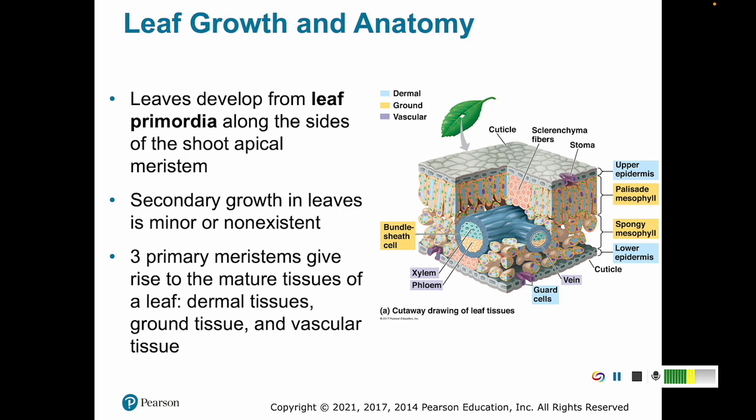Leaf cells will develop from leaf primordia, and leaf primordia are along the sides of the shoot apical meristem. Secondary growth in leaves is minor or non-existent. They don't need to get thicker. And the three primary meristems give rise to mature tissues of the leaf. They have dermal tissues, ground tissue, and vascular tissue.